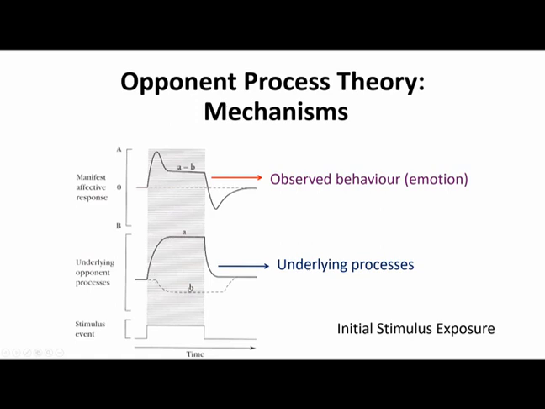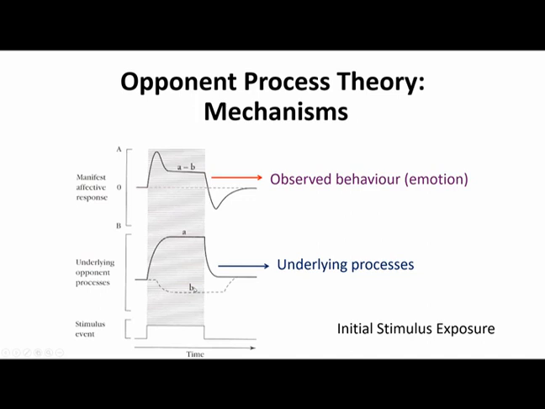Then we can see our B process. It's triggered by this A process, so it starts just a little bit later. You can see there's a flat line here where the B process doesn't kick in right away, but it kicks in later on, and it's going to go in the opposite direction. And you'll notice that the A process ends when the stimulus ends. So our A process starts and ends when the stimulus starts and ends.